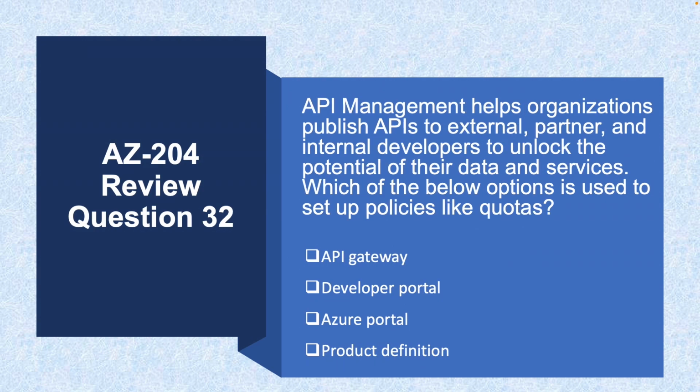Question number 32. API management helps organizations publish APIs to external, partner, and internal developers to unlock the potential of their data and services. Which of the below options is used to set up policies like quotas? The correct answer is Azure Portal. The Azure Portal is the administrative interface where you set up your API program.